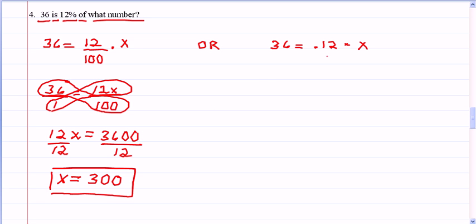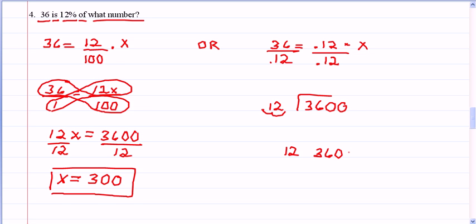So if you had chosen the second equation and divided both sides by 0.12, when you divide 0.12 into 36, you would have to move the decimal point over twice, but then add 2 zeros to 36, so you end up with the same thing: 12 divided into 3600. So either way, you'll get an answer of 300.